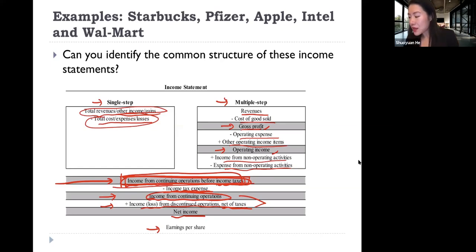Some firms may report gross profit, some may not. But one of the major characteristics of multiple step is that firms separate the operating part and the non-operating part, which we are going to talk about very shortly in today's class. The major difference is that for single step, you are not going to see firms separating operating and non-operating, but for multiple step, firms are going to separate operating and non-operating.